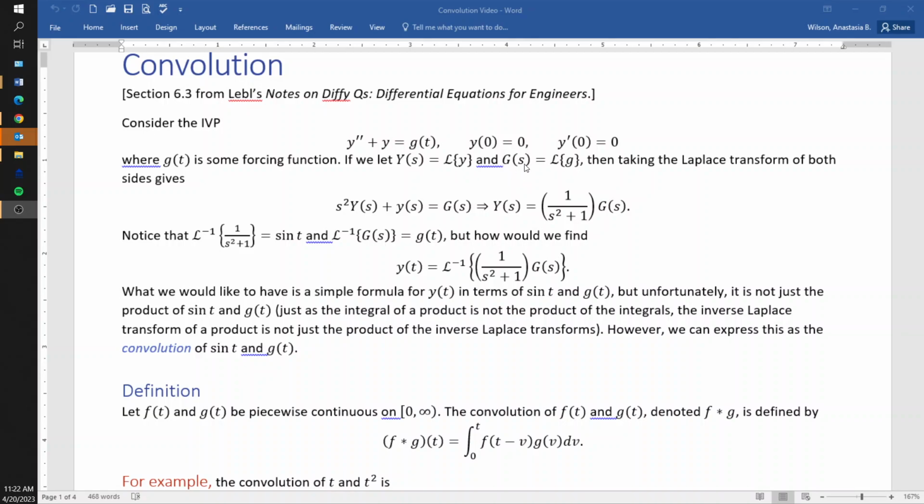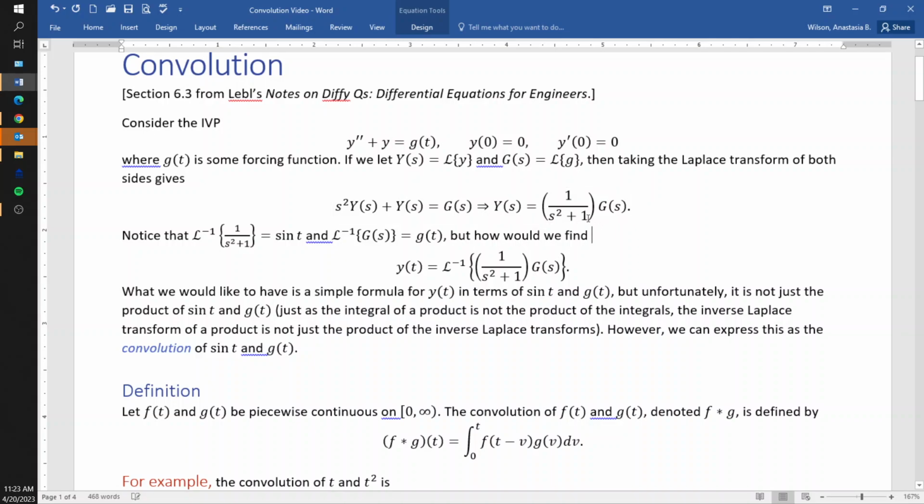Now we're going to say this capital G of s is the Laplace transform of g. Applying our properties of Laplace transforms and plugging in our initial values, we get s squared capital Y of s plus capital Y of s equals capital G of s. So we can solve for Y of s really easily, and get 1 over s squared plus 1 times capital G of s.